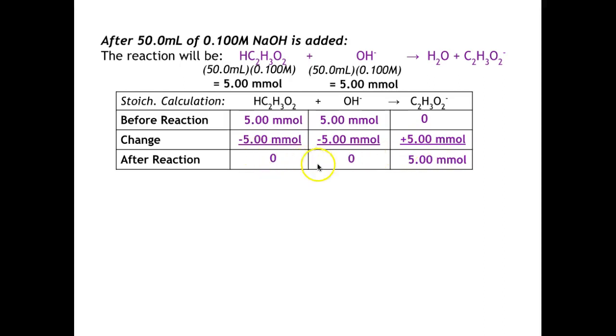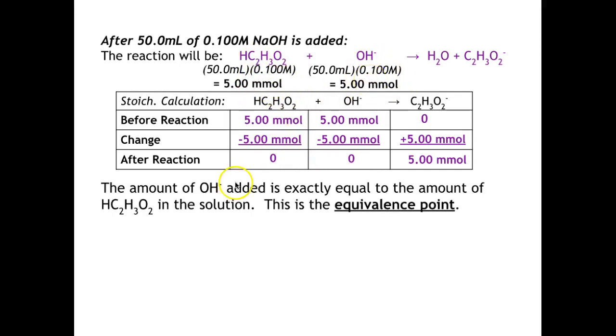And hopefully you realize that this is our equivalence point, the point where we have the same number of moles of acid and base, so the amount of hydroxide is exactly equal. This is the equivalence point. The major species present are going to be a ton of sodium ions, lots of our conjugate base, and water.